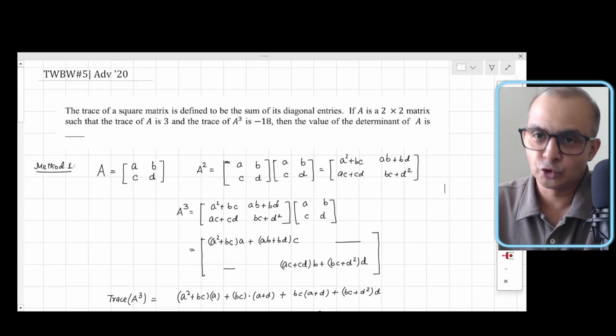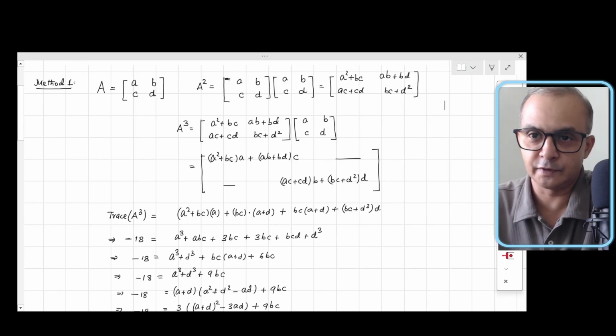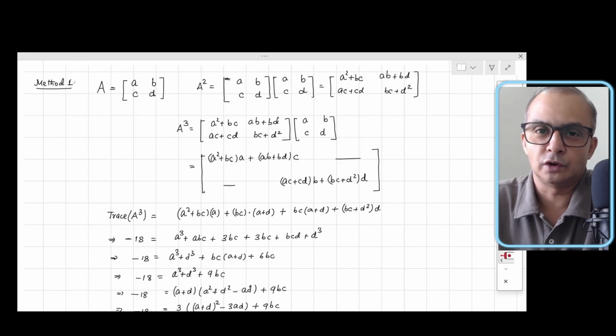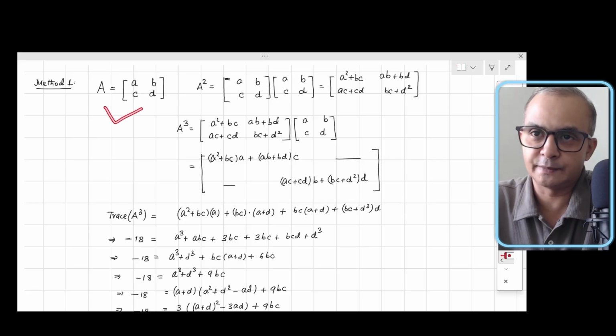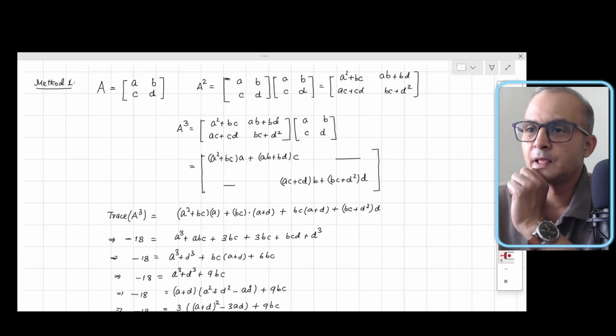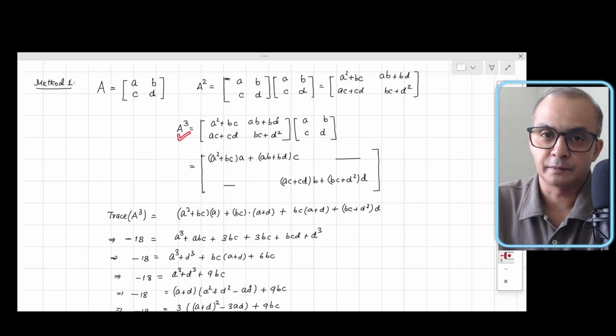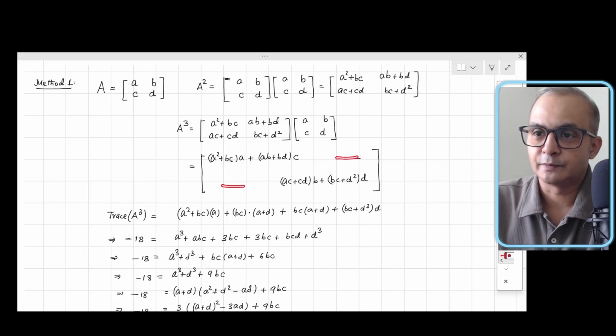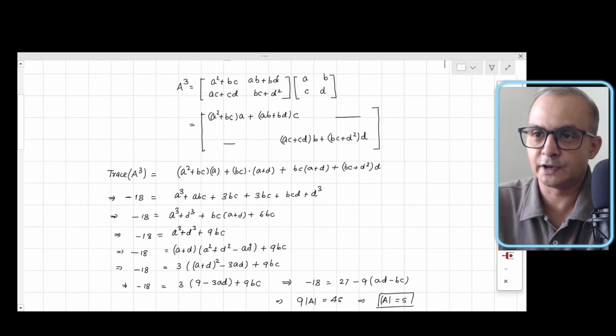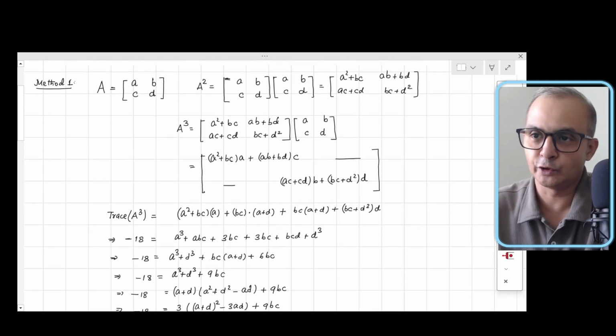So the usual way is method 1, which I'm going to explain, but it's a lengthy one. Usually we take the matrix with entries A, B, C, D, and find A squared by multiplying these two matrices together, and we get these elements, so these are the elements of A square. Further, we find A cubed, and since we need only the trace of A cube, we don't find these two elements because we don't require them. This is one important thing we can keep in mind if we are doing it this way.